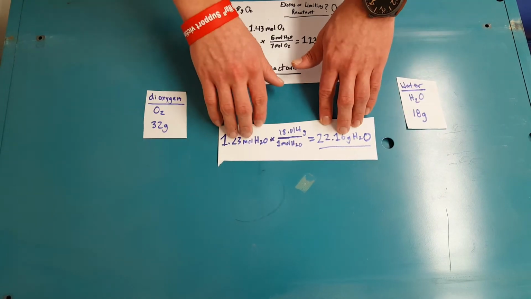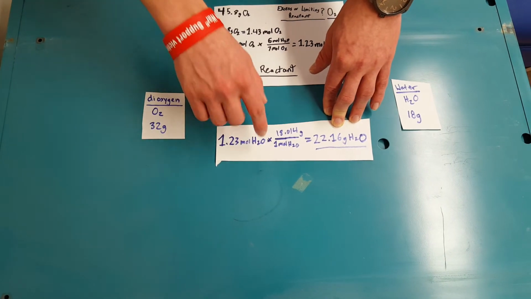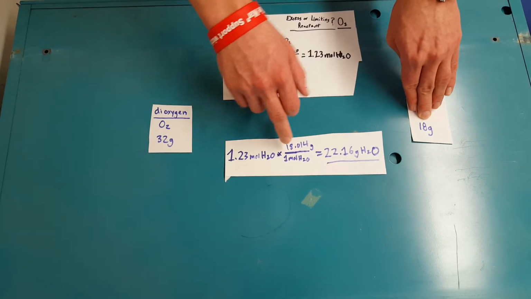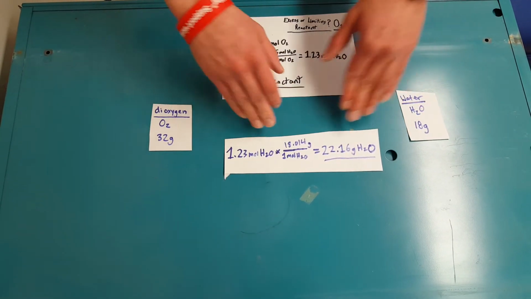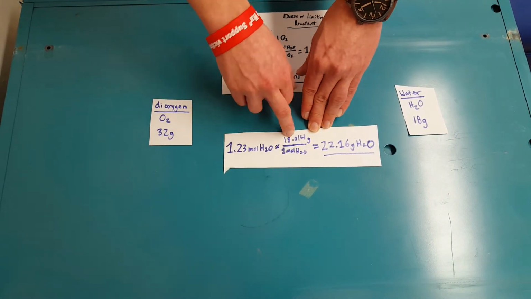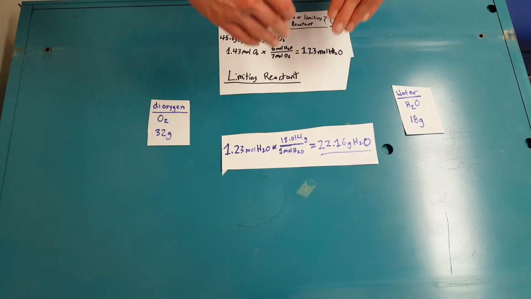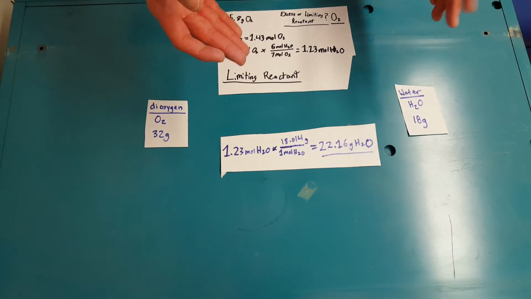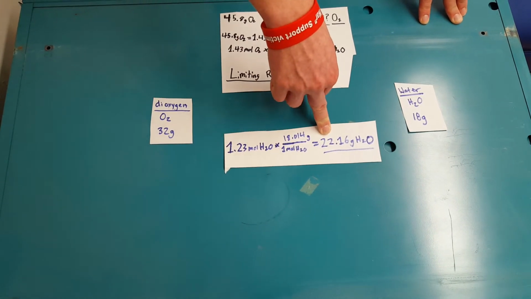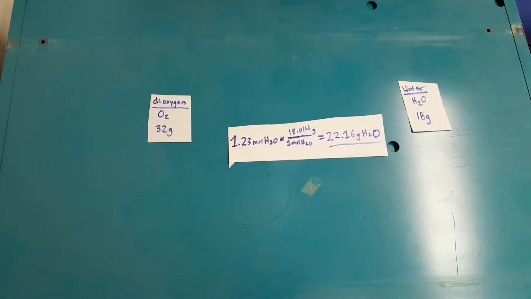Now to find the amount in grams, we take the amount of moles produced by dioxygen, 1.23. We multiply that by the molar mass of water, which is 18. In this case, we have 18.014, the more exact amount. We multiply 1.23 by 18.014, and then divide that by 1. Given this, we get the answer that 1.23 moles of water is equivalent to 22.16 grams of water. Now with this, we have our theoretical yield.